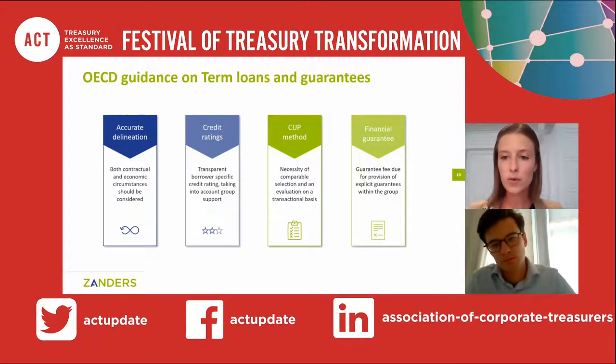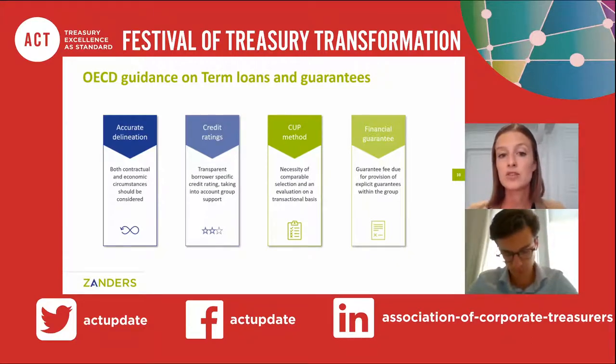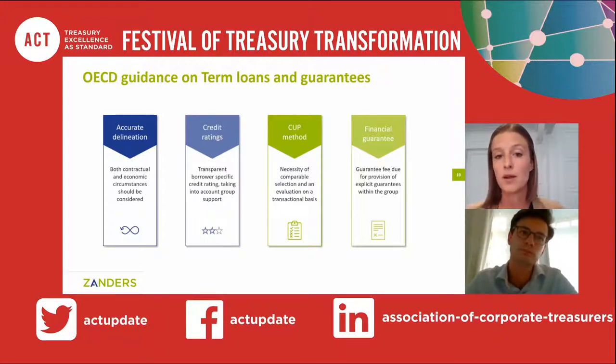Another element here is bank quotes. And they state explicitly that those are no longer allowed to be used. The reasoning there is that it's not an actual transaction that has taken place, and you need to base your pricing on actual transactions. The last element here is the financial guarantees. So these are really explicit guarantees that are being provided, and it's a binding contract that the head office provides to a subsidiary. In this case, they do state that a guarantee fee is always due. Whereas with the implicit group support that I was explaining earlier for the credit ratings, they explicitly state that no fee is due for that. But for this, it is.